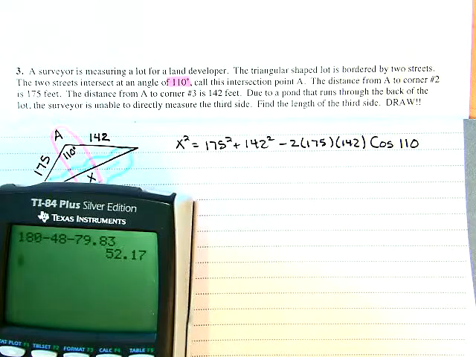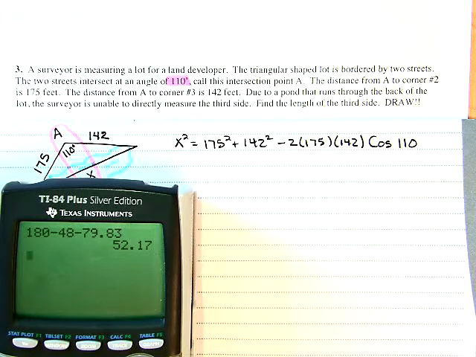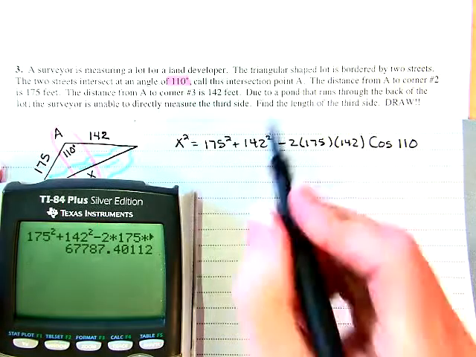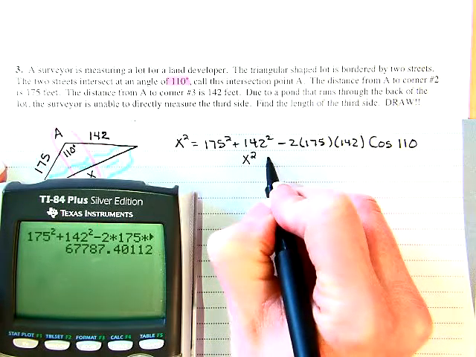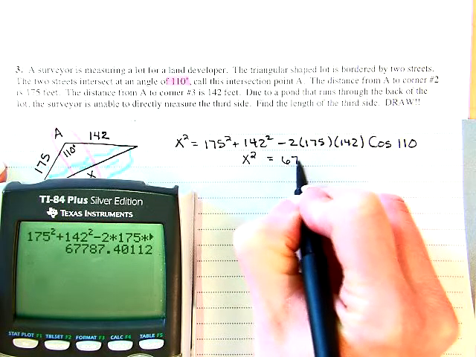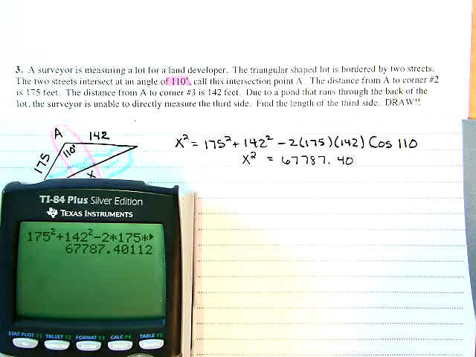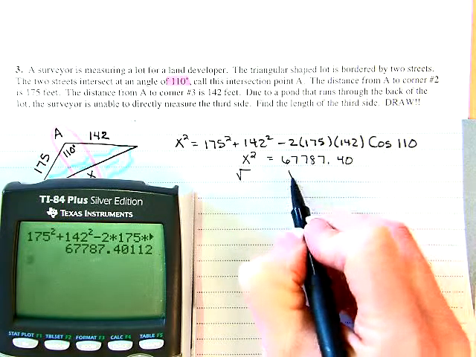So anyways, here's my calculator. Super quick, clear it out. And 175 squared plus 142 squared minus 2 times 175 times 142 times cosine 110. Close it out. Just get in the habit of closing that out because it's good to do. So what we have here is that x squared is, let's see, 67,787.4.